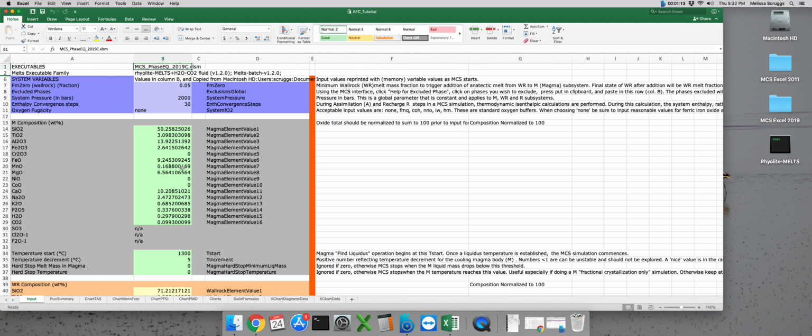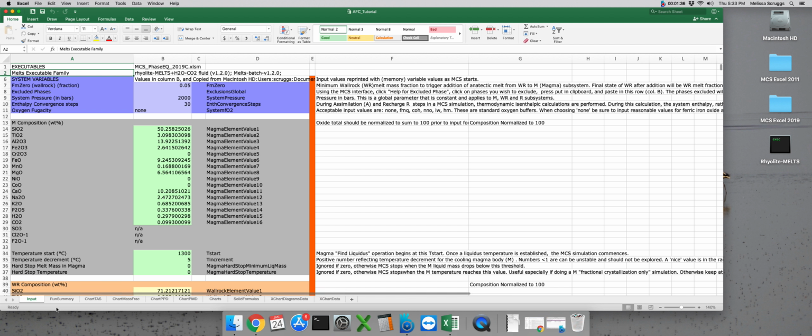Here at the top of the Input tab, you'll see that both the version of the Magma Chamber Simulator and the version of rhyolite-MELTS that were used to generate the model are recorded. So now there's absolutely no question about what the exact nature of your run was, because that information is recorded at the top of the Input tab.